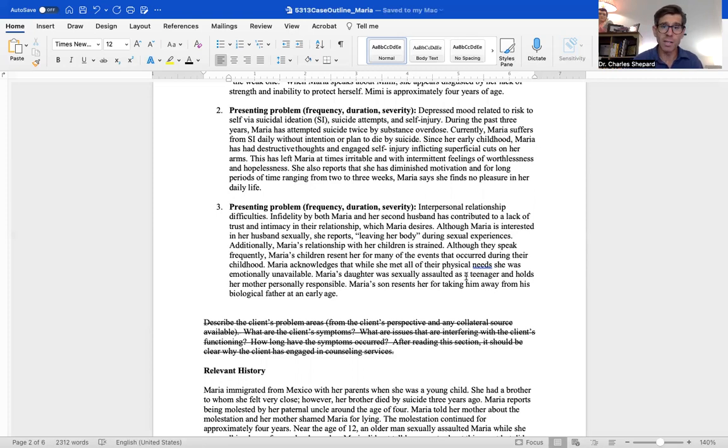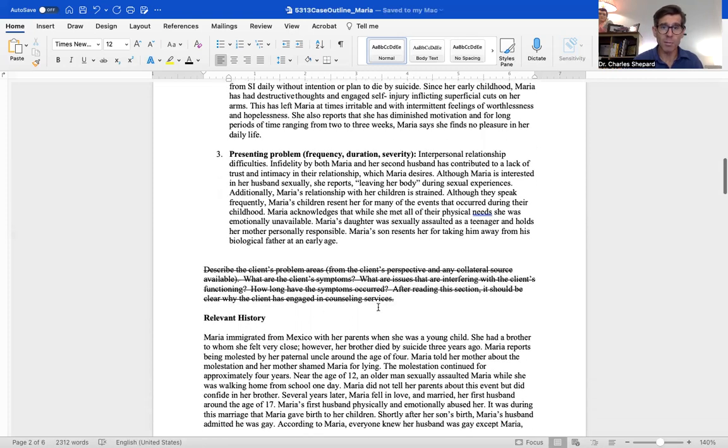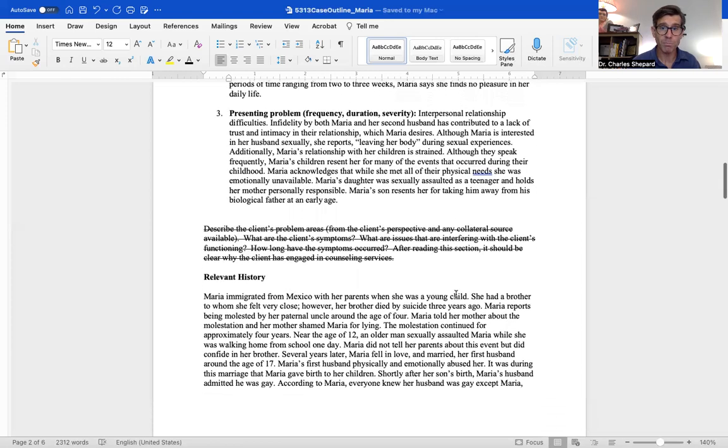So as you can see here, we have described the client's problem areas, what the client's symptoms are, what are the issues that are interfering with the client's functioning, how long have these symptoms been going on, and after reading this section, it should be clear why the client has engaged in counseling services. Hopefully that is abundantly clear to you after this example.